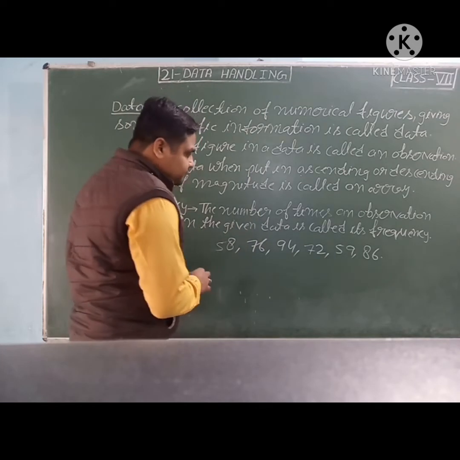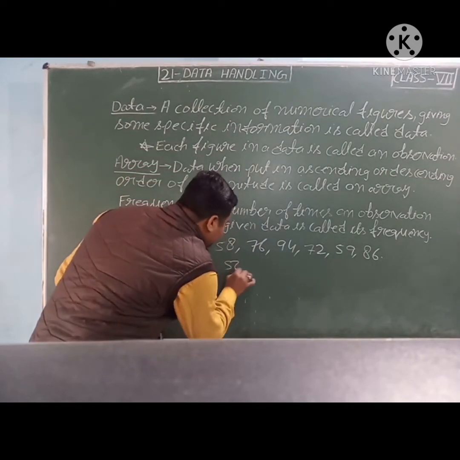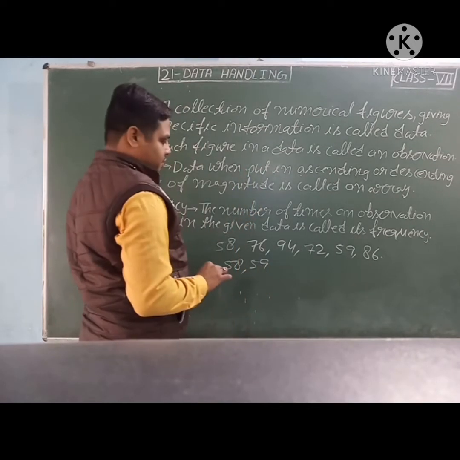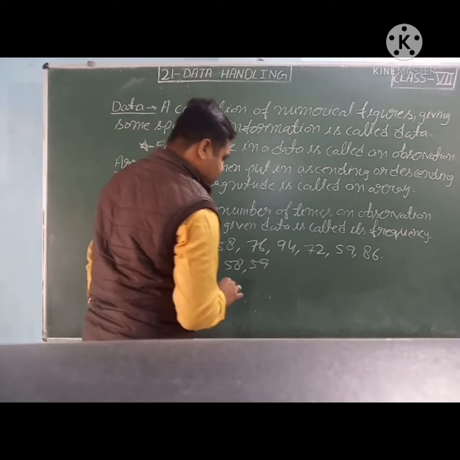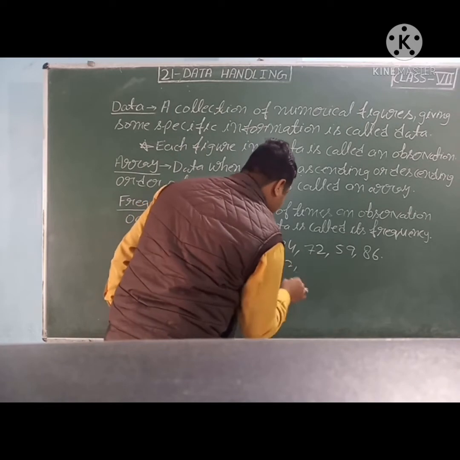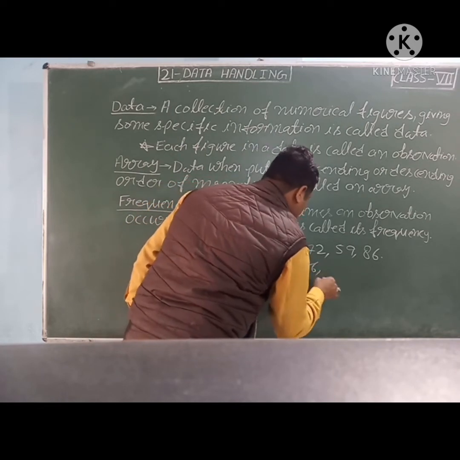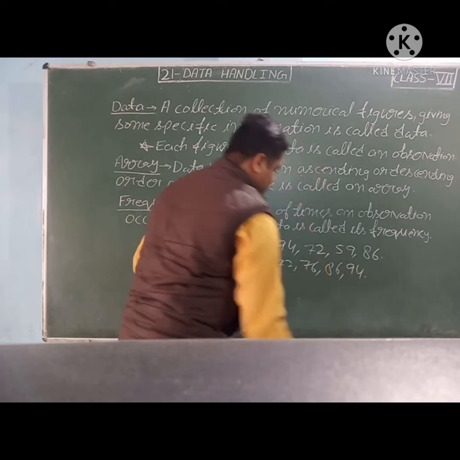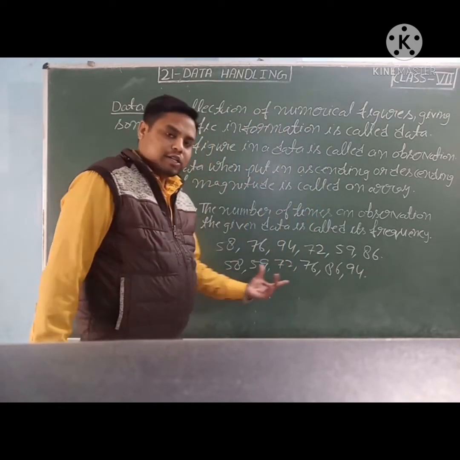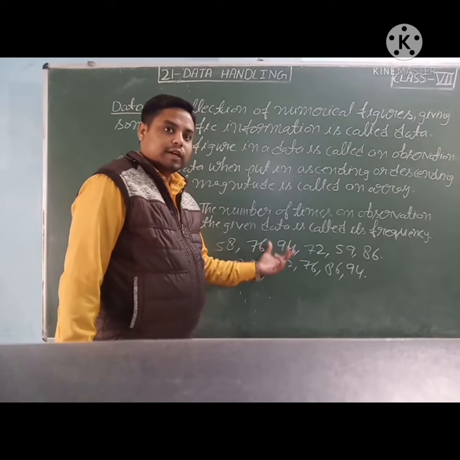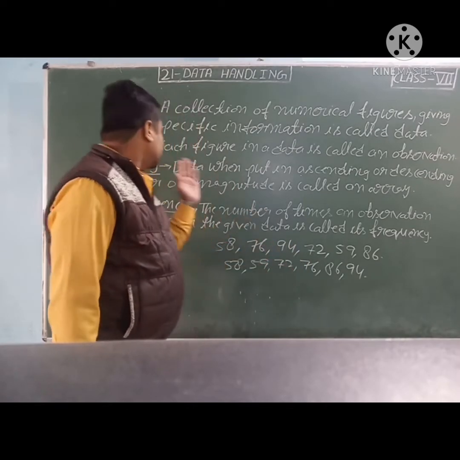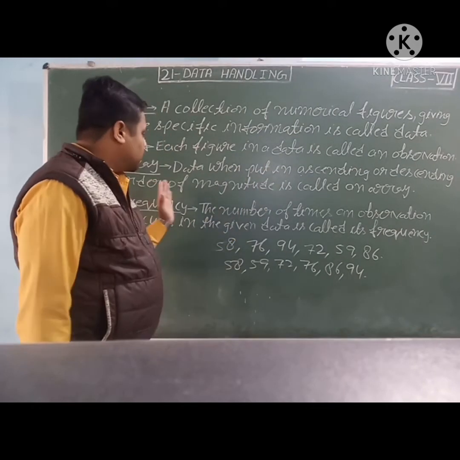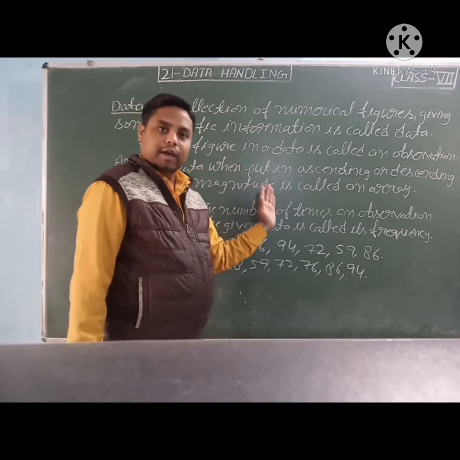So see, 58, 59, 72, 76, 86, 94. So these marks are arranged in ascending order. So we can say it is an array. So what is array? Data when put in ascending or descending order of magnitude is called an array.